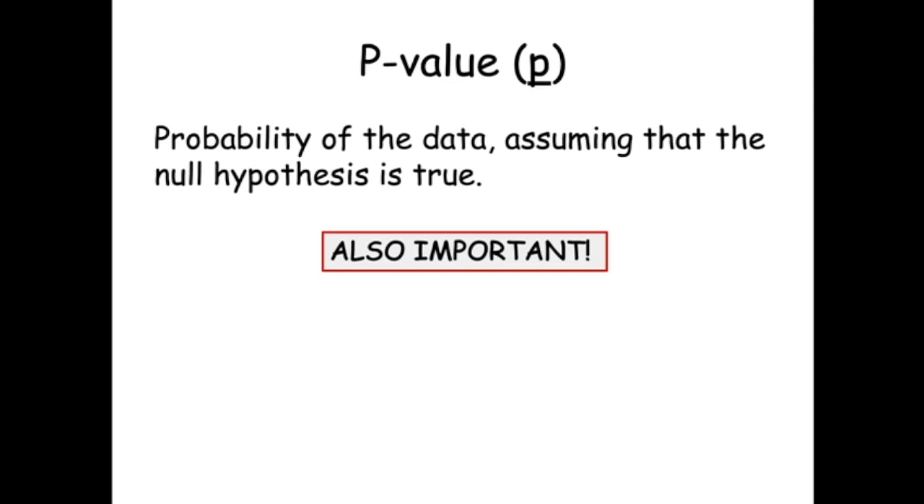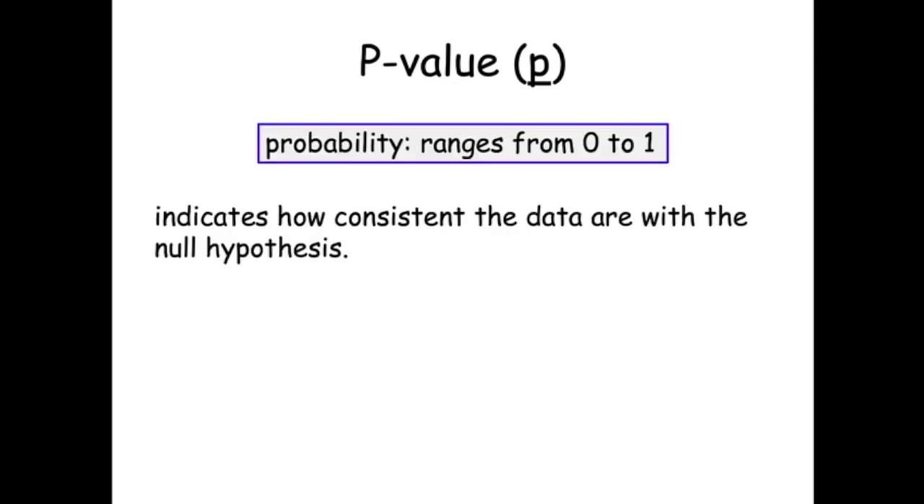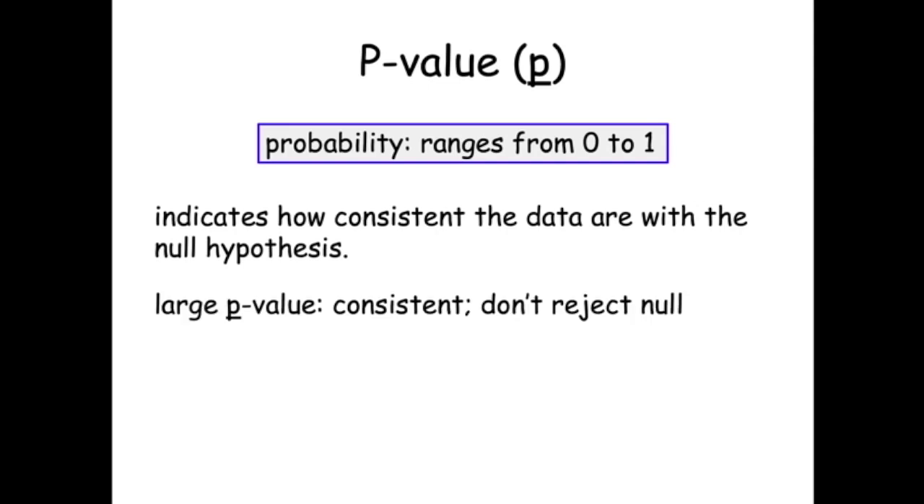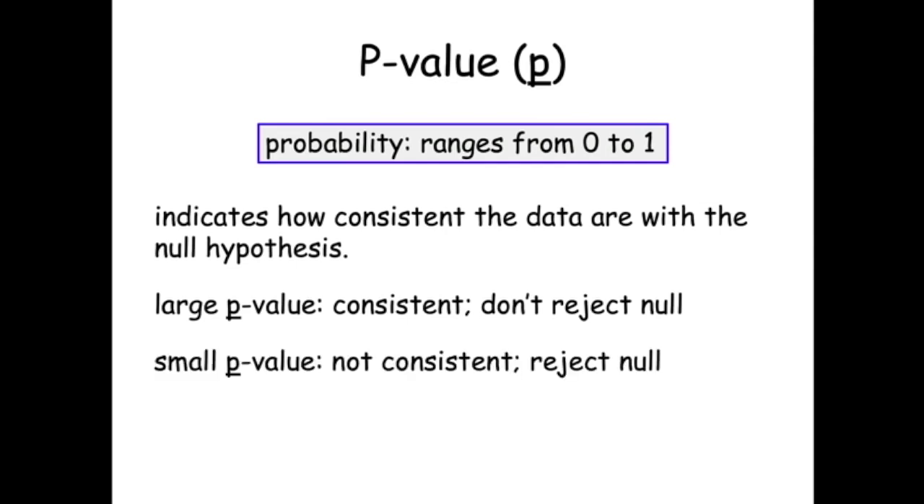This is the probability of the data when the null hypothesis is true. The p-value ranges between 0 and 1 and tells us how consistent the data are with the null hypothesis. A large p-value shows consistency between the data and the null hypothesis, so we would not reject it. But a small p-value indicates inconsistency and would therefore lead us to reject it.